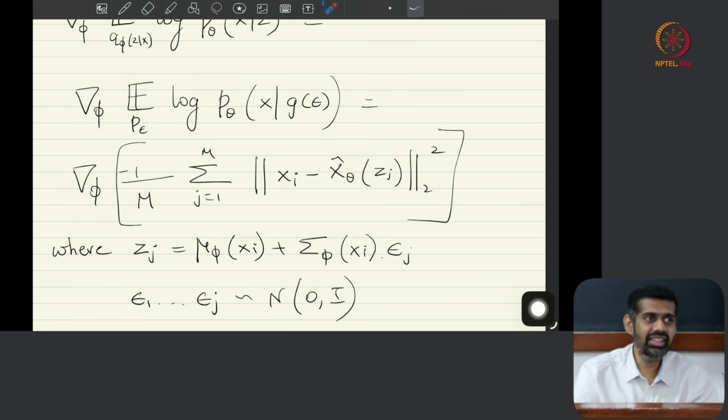This is not the case in, let us say, BiGAN. The encoder of the BiGAN will not give you a distribution, it will give you a single sample corresponding to xi. Here you are not getting a single sample, you are getting an entire distribution around a single image, that is what is happening. Any questions here?